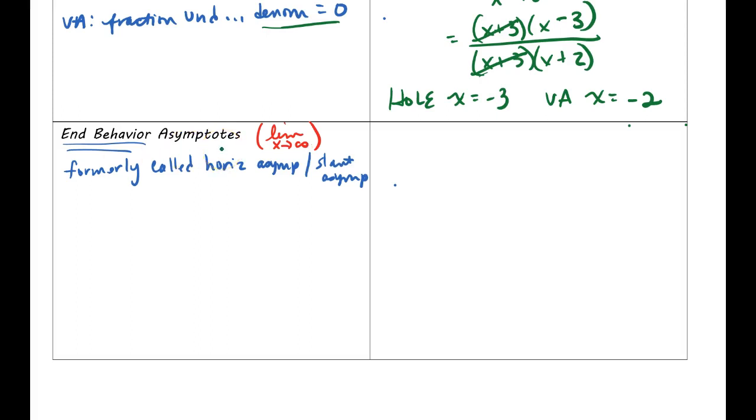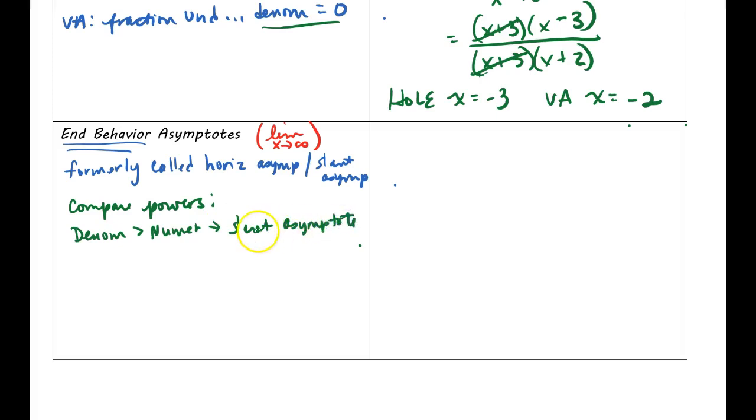The way that I do this is I compare the powers of my rational expression. I compare the powers, and that's going to tell me what's going to happen. So, in other words, if your denominator has a higher power than your numerator, okay, so there we go, the denominator has a greater power than your numerator, you are going to have a slant asymptote. And the way that you have to find these are the sucky ones. I don't like these, I'm not gonna lie.